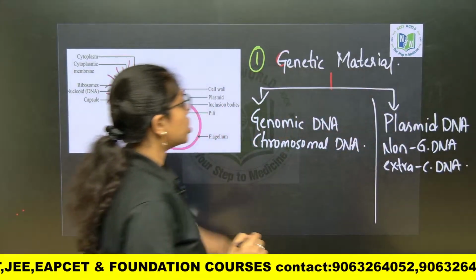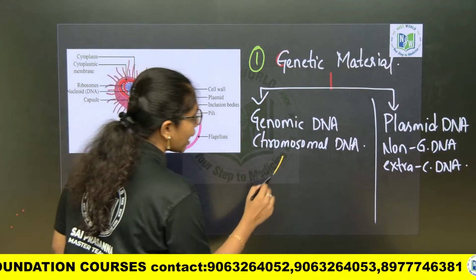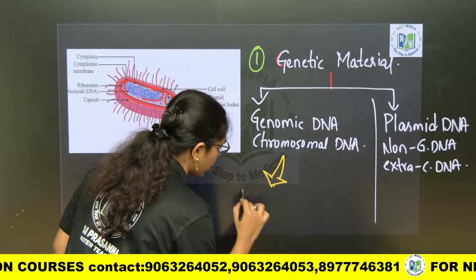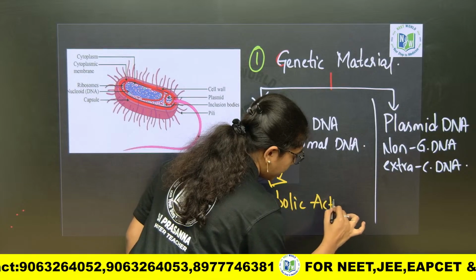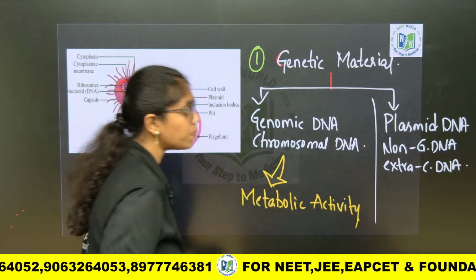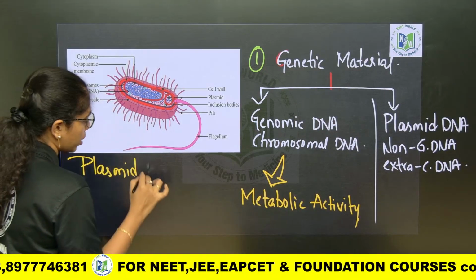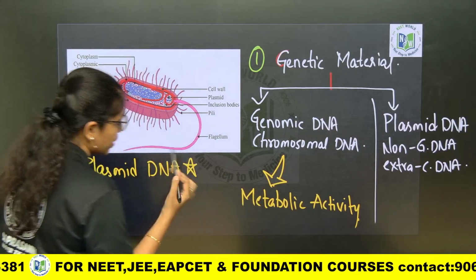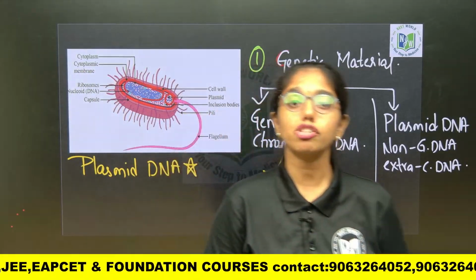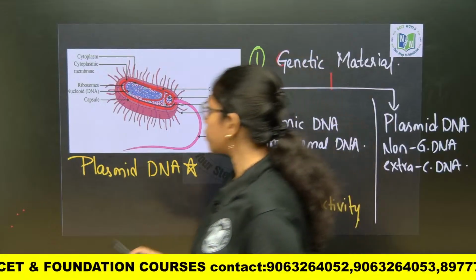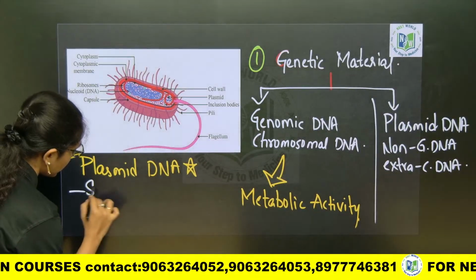Genomic DNA, as we all know, looks after the complete metabolic activity of the bacteria. Whereas plasmid DNA, what are its functions? It gives a particular phenotypic character to the bacteria, such as resistance to antibiotics.